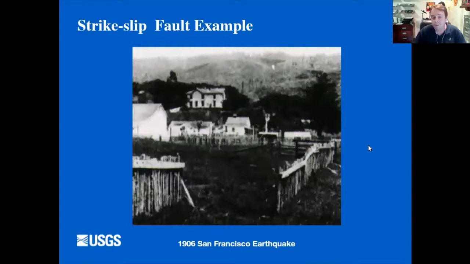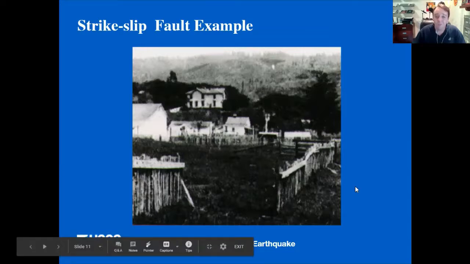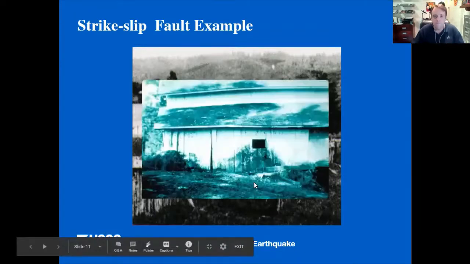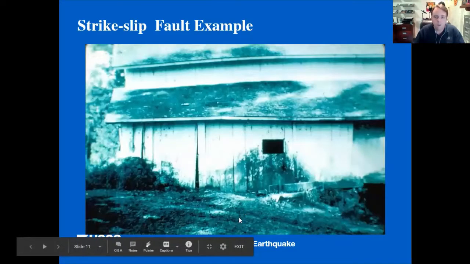In 1906 in San Francisco, there was quite a large earthquake. And you can see in this picture where this fence actually used to be connected. So you get that sideways motion. You can see the ground rupture right through the middle. Again, you can see the line here, the crack in this old barn.